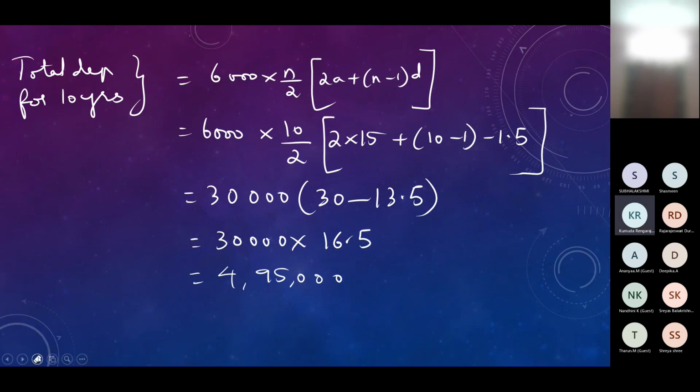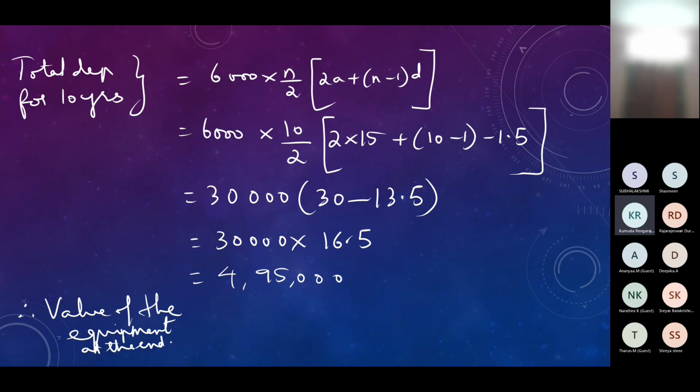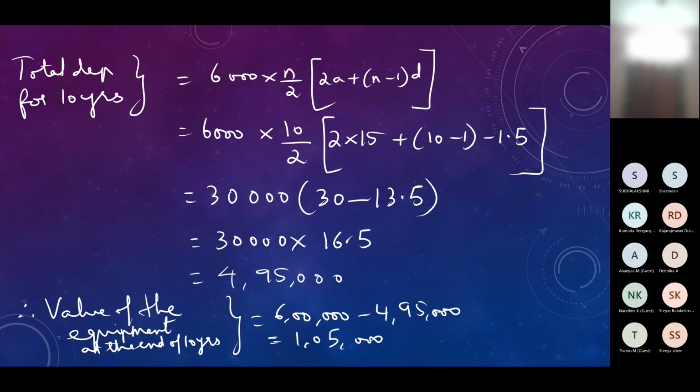So this is the total depreciation for 10 years. The question is to find the value of the machinery at the end of 10 years. So the value of the machinery has gone down by 4,95,000. Therefore, the value of the equipment, not machinery, the value of the equipment at the end of 10 years will be its original value, 6 lakhs, minus 4,95,000, which is 1,05,000.